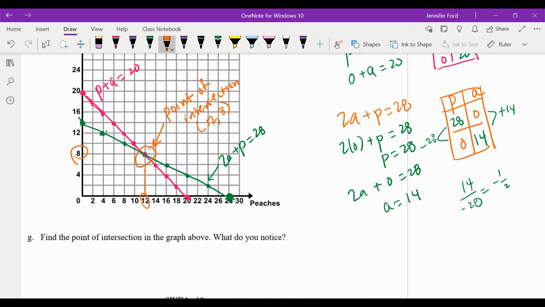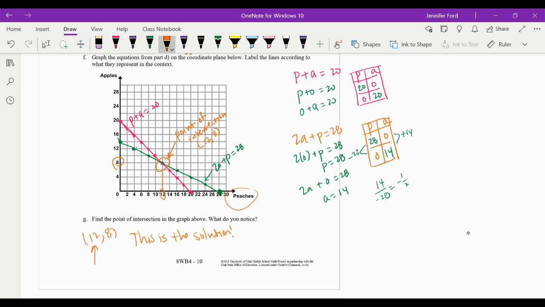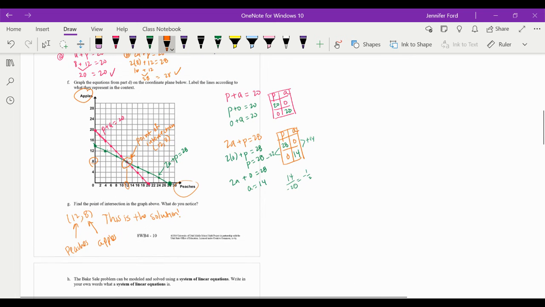Oh, I just did part G. Find the point of intersection in the graph above. What do you notice? The point of intersection is 12, comma 8. And this is the solution. Because the 12 is on the peaches line, so it's 12 pounds of peaches. And the 8 is on the apples line, so it's 8 pounds of apples. So that point of intersection is the solution, which makes sense because it's the one perfect combination that makes both of those constraints true at the same time.